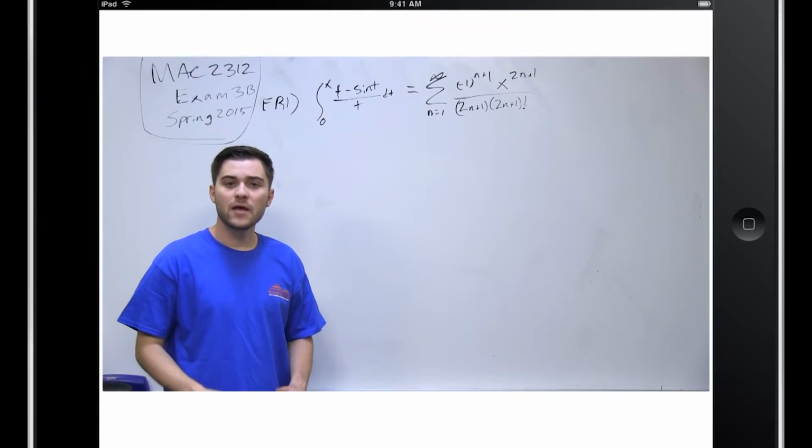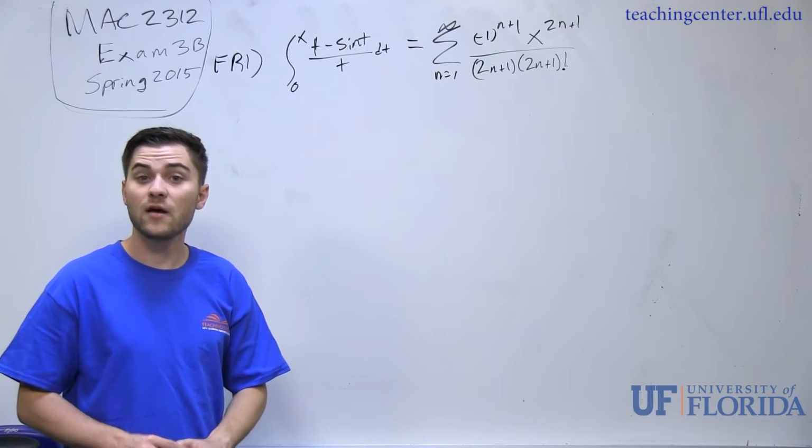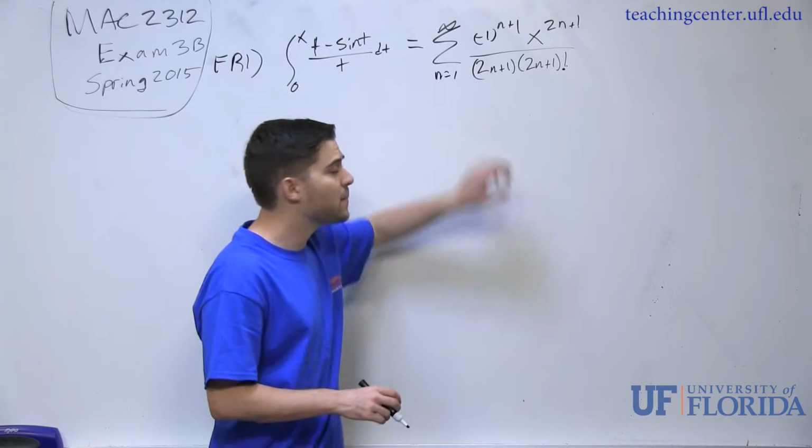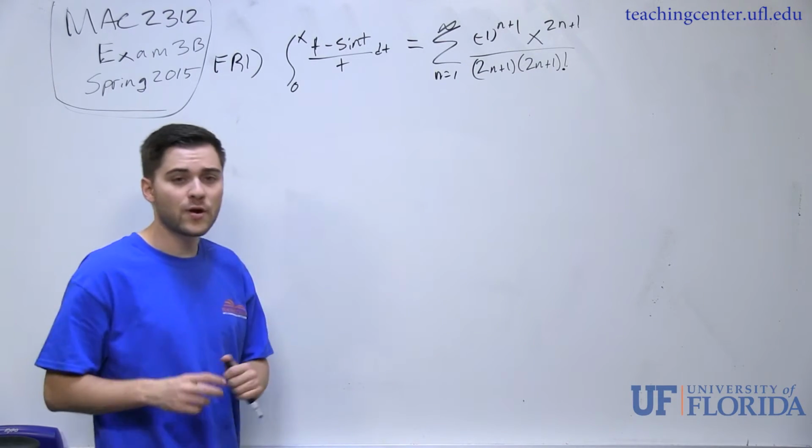Free response 1 is a proof question. It gives you the integral from 0 to x of (t minus sine of t) over t dt, and it wants you to basically see if it matches this power series. So let's go through and try to prove that.